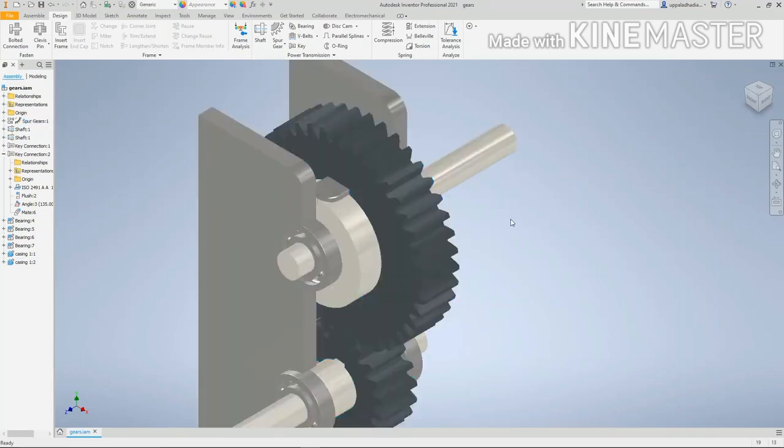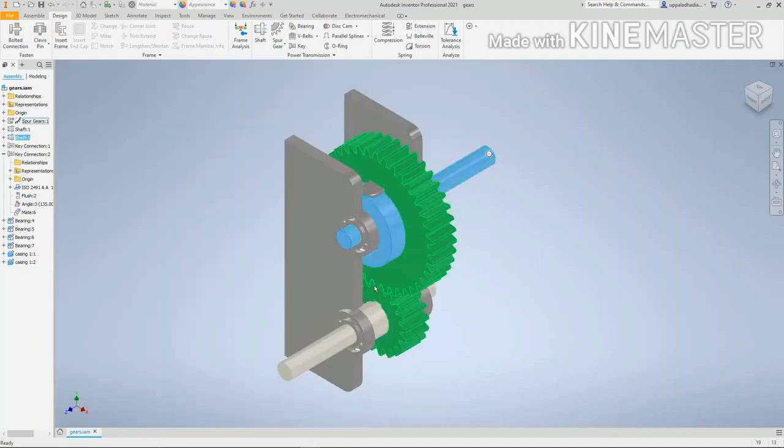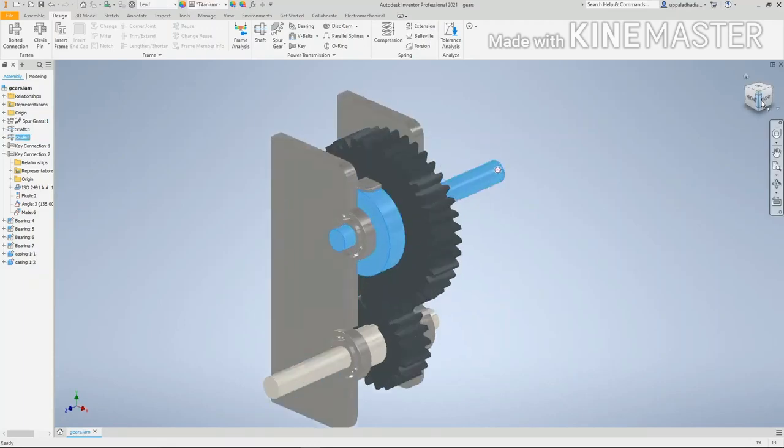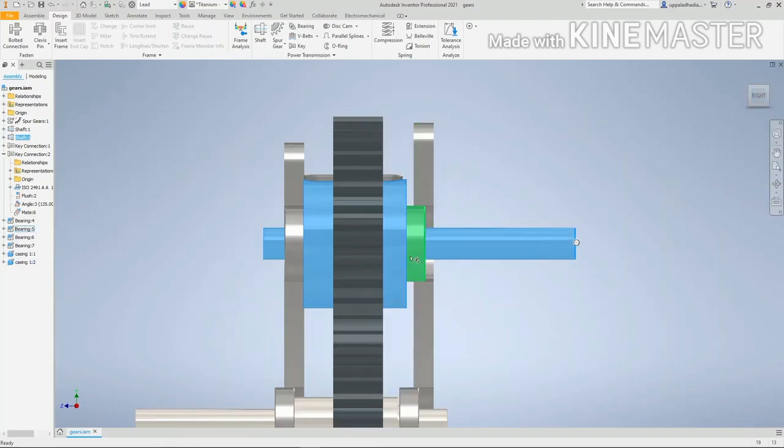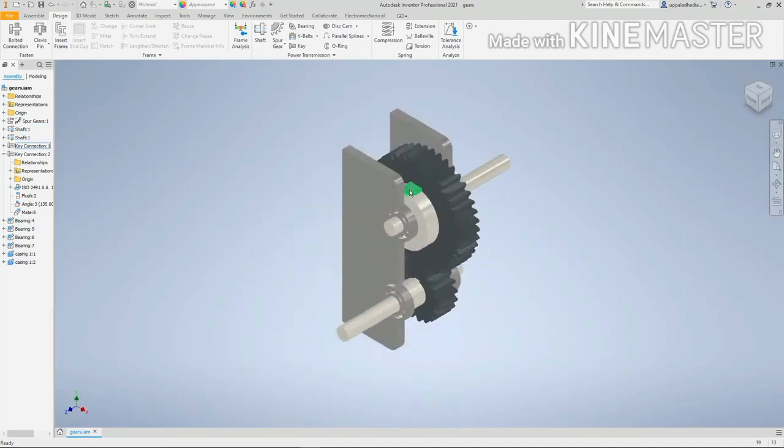We can see in this gear train there are two gears. These two are the spur gears, and there are two shafts. There are two bearing casings, and there are four ball bearings. We can see one, two, three, four, and these are the four ball bearings. And there are two keys also provided. This is one key, and this is the other key.